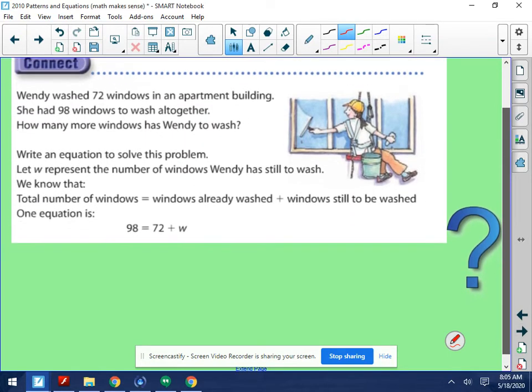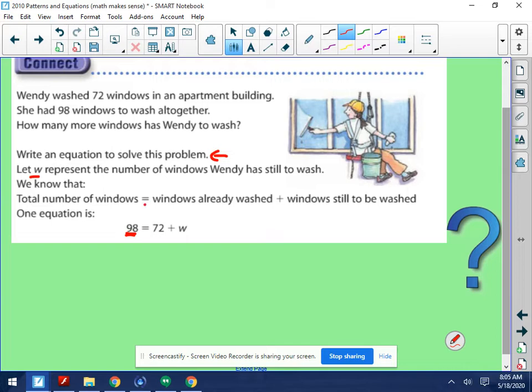Another problem here. Wendy washed 72 windows in an apartment building. She had 98 windows to wash altogether. How many more windows does Wendy have to wash? So we can write an equation to solve this problem. And we're going to let the variable W represent the number of windows Wendy still has to wash. Now, we know that the total number of windows, that's 98.